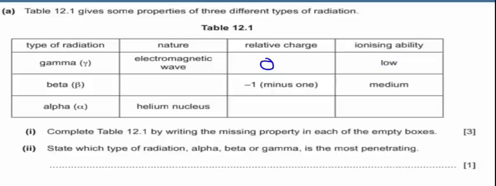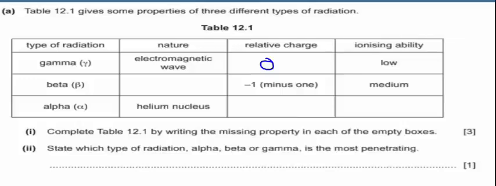In talking of ionizing ability, specifically ionization, this is the ability of a metal or a non-metal to form an ion or a cation.